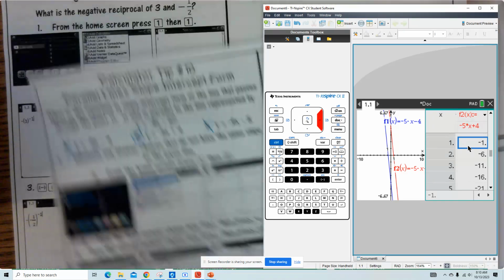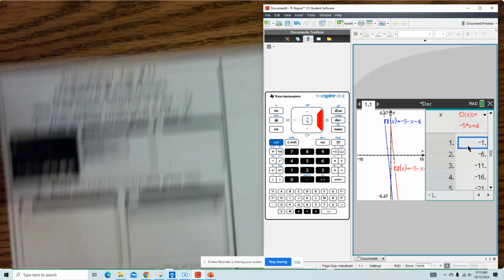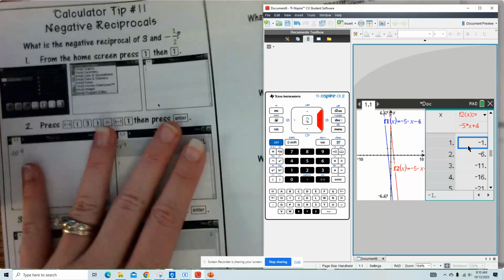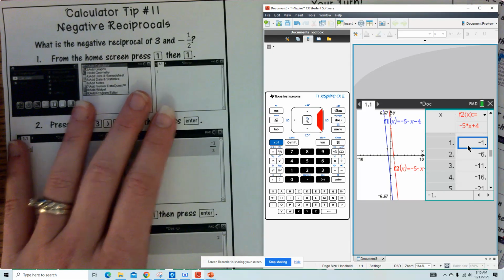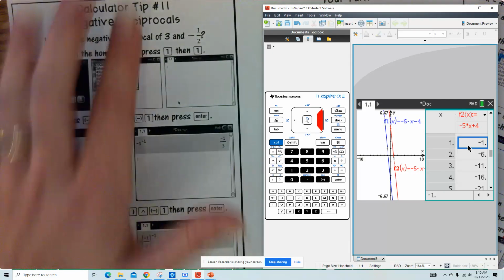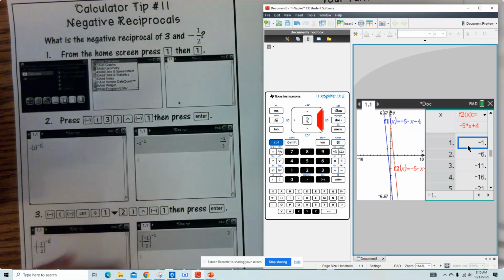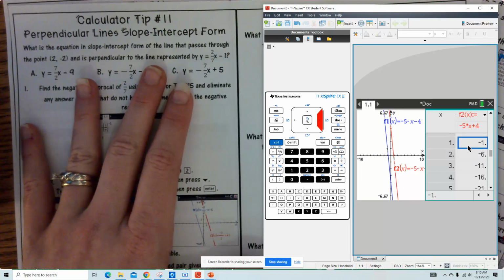So perpendicular is a little bit different, and there's 2 sheets for this one, and I'll show you how to glue them in. Perpendicular slopes are negative reciprocals. So this is how you find a negative reciprocal, but let's look at the question first.